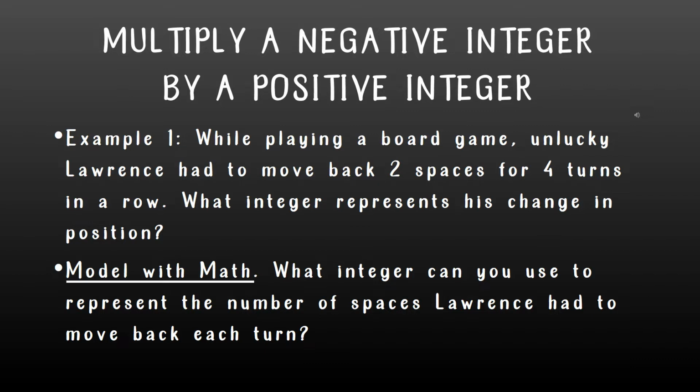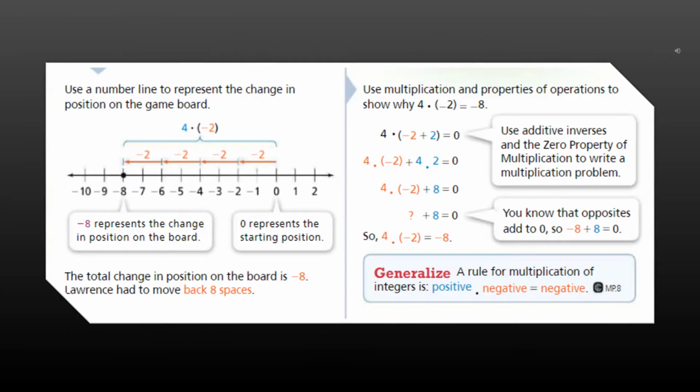We've got this example. While playing a board game, unlucky Lawrence had to move back 2 spaces for 4 turns in a row. What integer represents his change in position? You need to model using math. What integer can you use to represent the number of spaces Lawrence had to move back each turn?